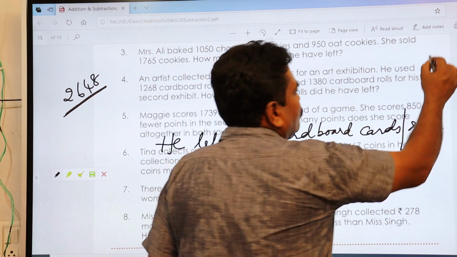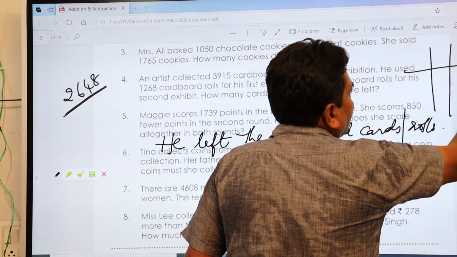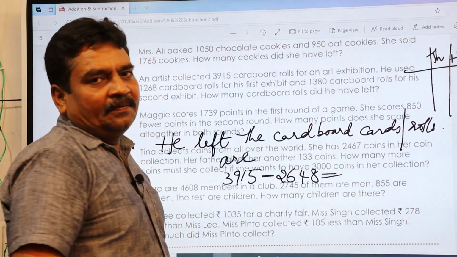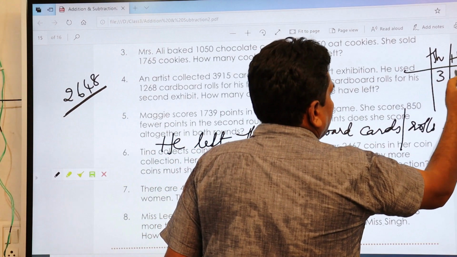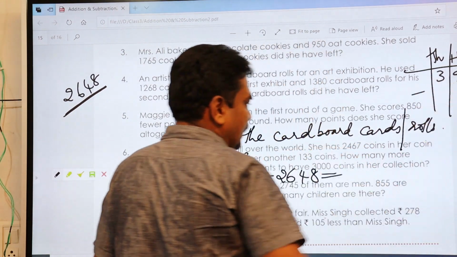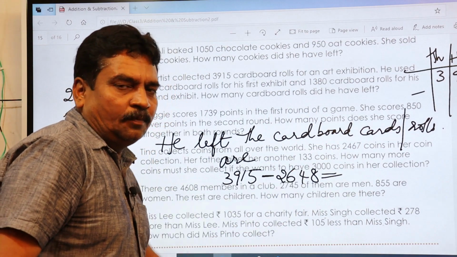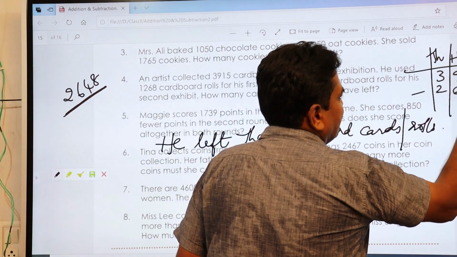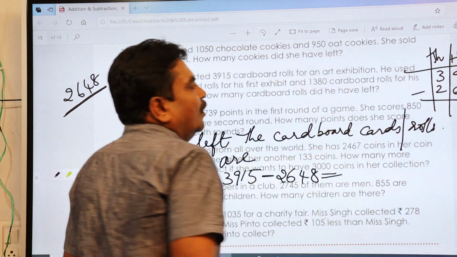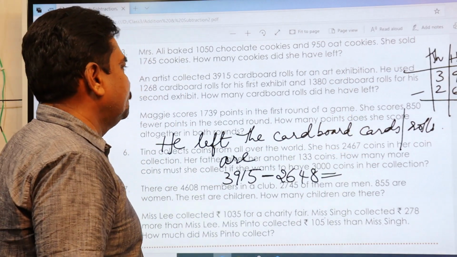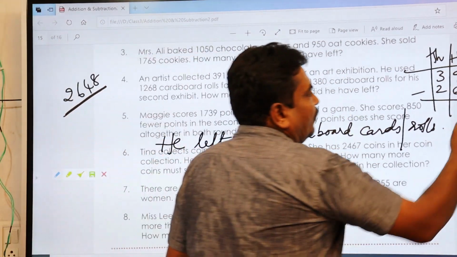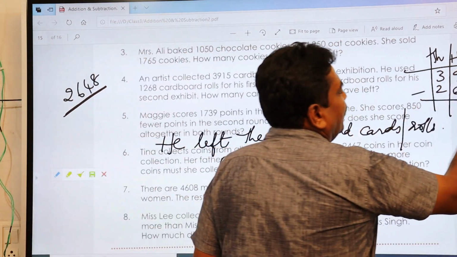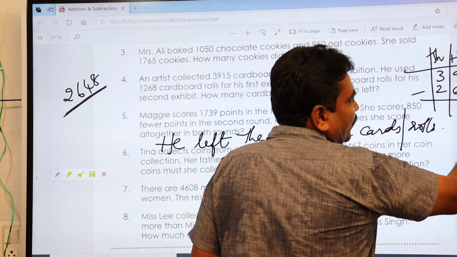Let's see. I'll just draw columns here. This is your ones, tens, hundreds and thousands. 3915 total cards minus the cards used for both exhibition A and exhibition B, which is 2648. Now go for subtraction. From 5, 8 is not possible to take out. So you carry 1 from here. It becomes 15. So 15 minus 8 is 7.